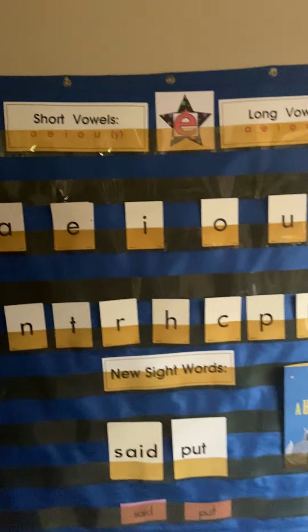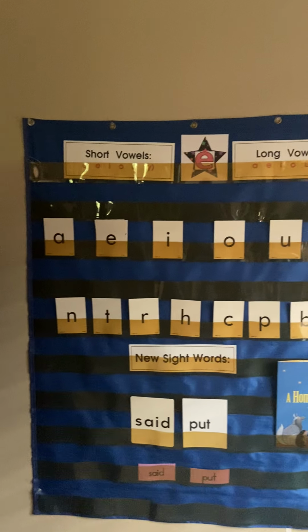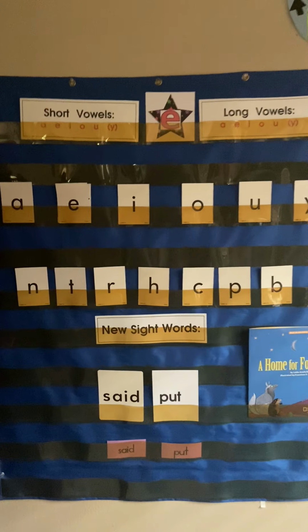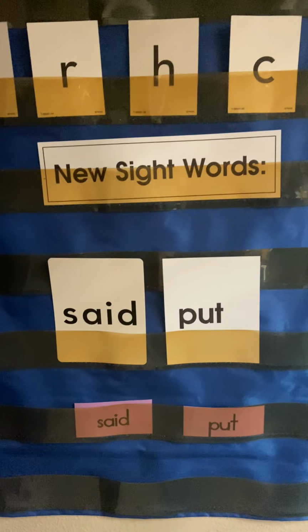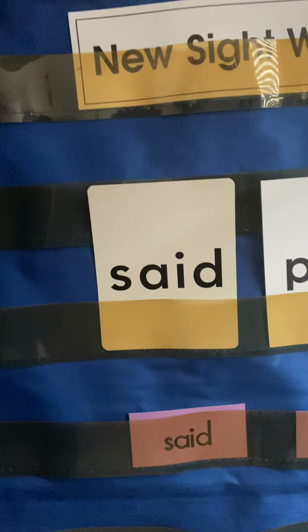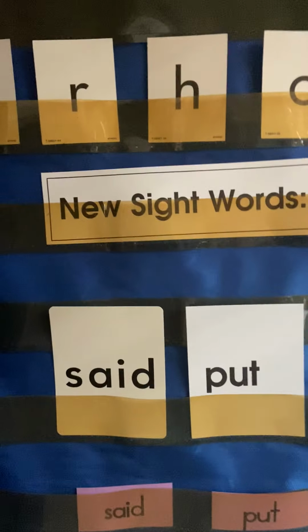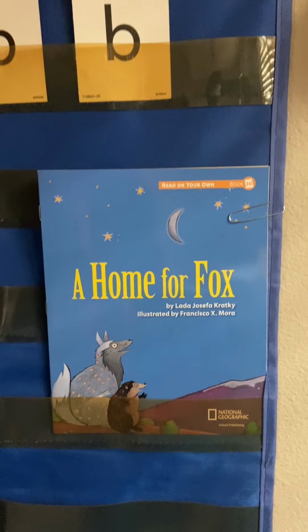All right, I've got my pocket chart set up and I've got the vowels A, E, I, O, U. I've got some other letters to make some words, and I have our two sight words we're going to work on this week. The new sight words are said and put. And as you can see, those are both purple words. So we're going to use those words and we're going to read this book, A Home for Fox.